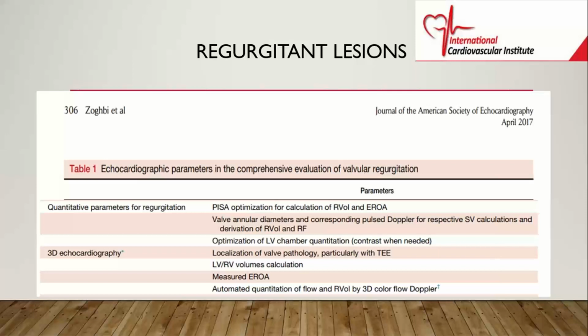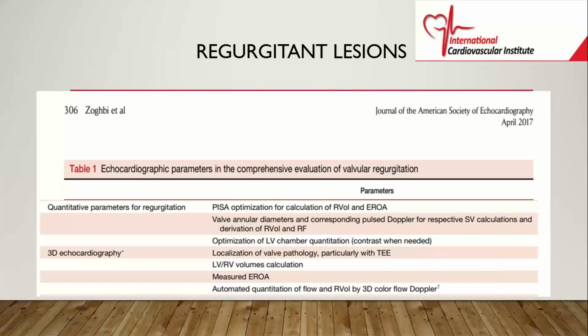When you talk about quantitative evaluation of the regurgitation, then the PISA will go over PISA, the proximal isovelocity surface area. With the PISA method, we calculate the regurgitant volume and the effective regurgitant orifice area. We'll go over that when we look at the specific valve. And then we can use just Doppler technique to calculate regurgitant volume and regurgitant fraction using stroke volume.